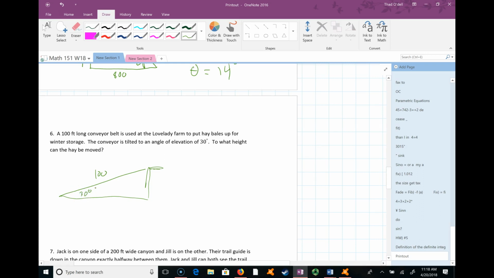So the question is, to what height can the hay be moved? So how high up can I get? We're trying to find this over here. So I want to know the opposite, and I have the hypotenuse. That makes me think of sine. So sine of 30 degrees is equal to the opposite over hypotenuse, which means 100 times sine of 30 is equal to h. And actually, we know what sine of 30 is, don't we? That's a friendly angle. Sine of 30 is 1/2, so that means 50 is equal to h. So we can get those hay bales up to 50 feet.